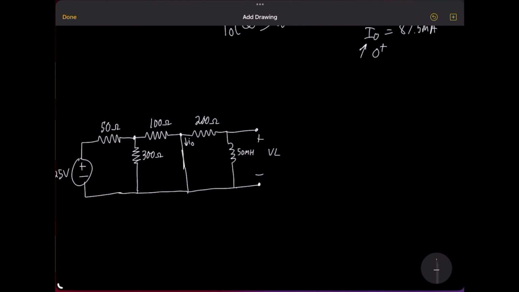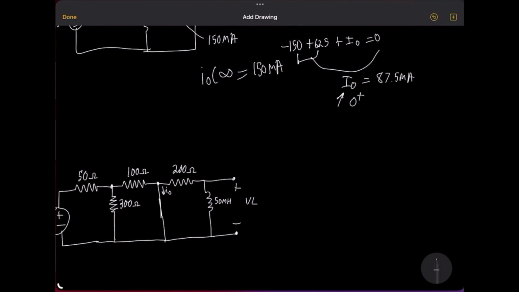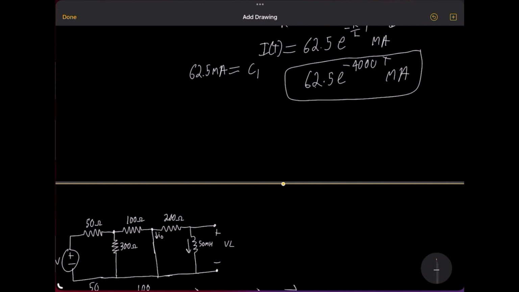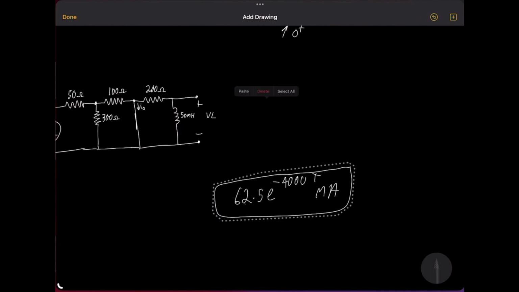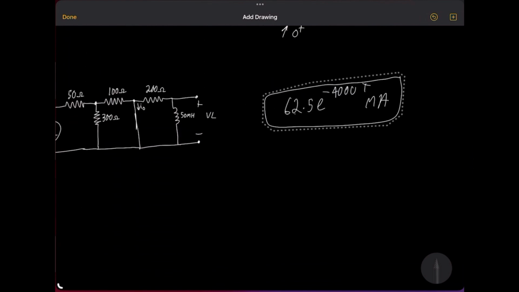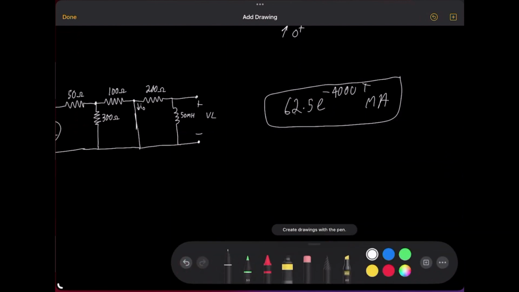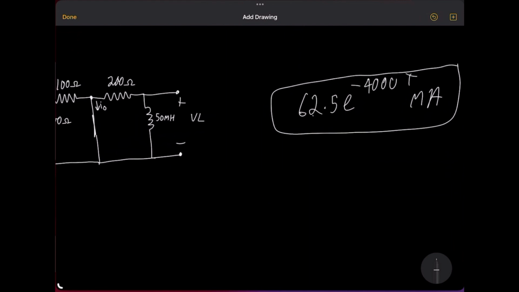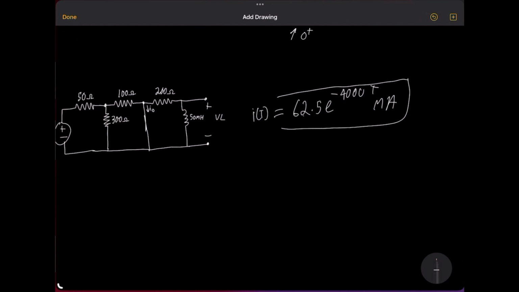So we have this function that we made earlier, which is right here: 62.5 e to the negative 4000 t mA is equal to I as a function of time. I is a function of time. So how do we get to voltage?